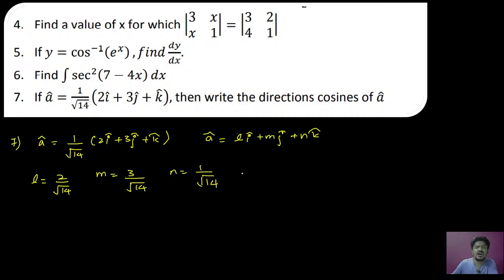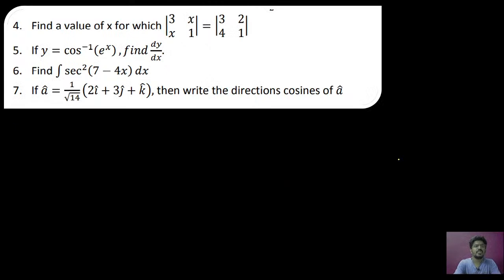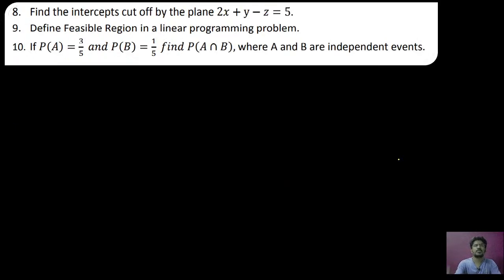Therefore, these are your direction cosines of a cap. Clear? Very good. So I think you all have understood this. No problem. Let us go for the 8th problem. Just see what is the 8th problem.